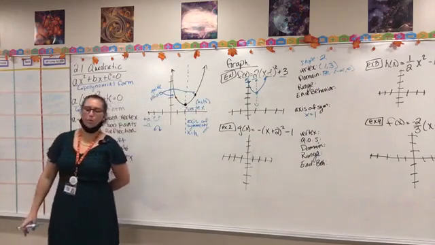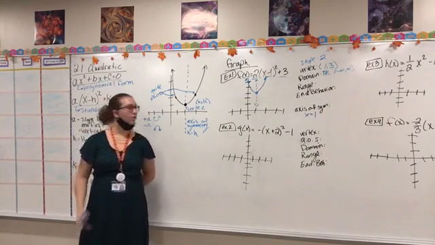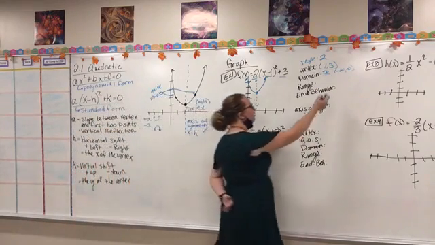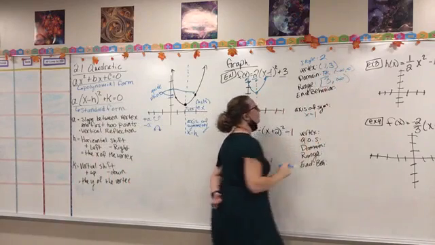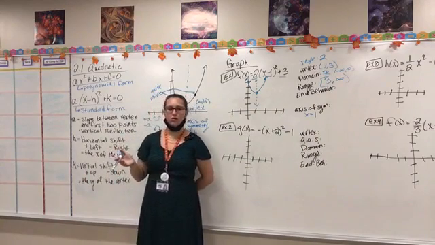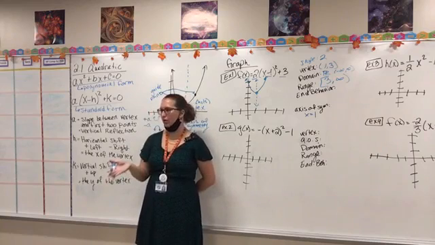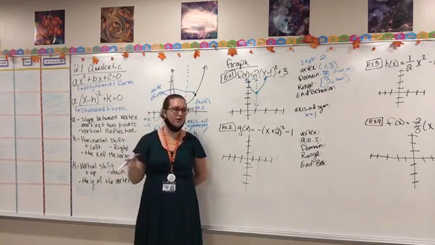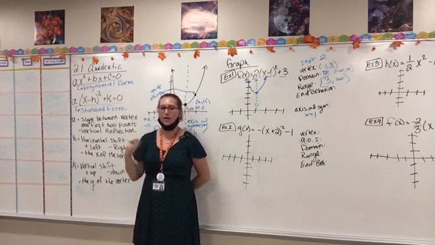What is my range for this graph? What y values do I cover? 3 to infinity. Do I get to include 3? Yes. Your range will always be from that k value paired with either negative or positive infinity. Your range will never have any other number in it. It's going to be your k to infinity or negative infinity to k, depending on whether you open up or down.